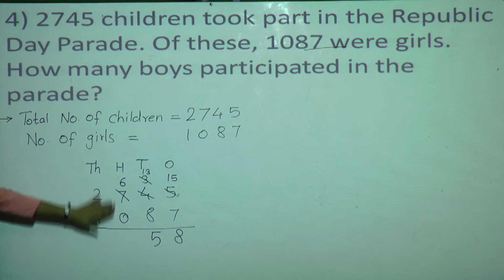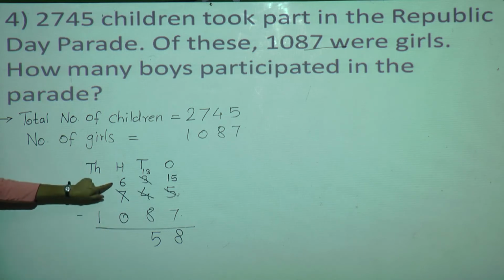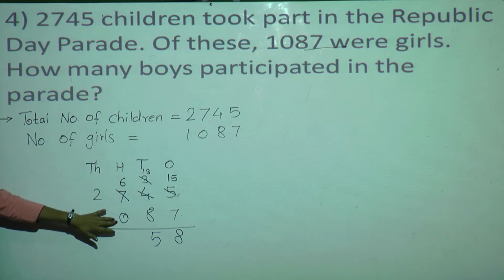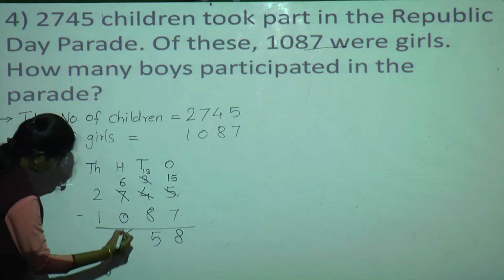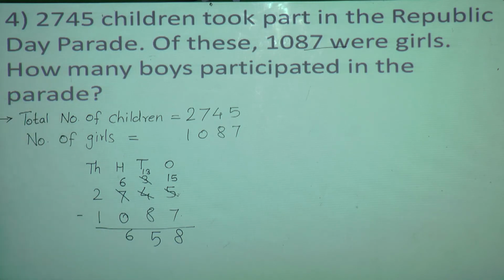See the hundreds place column now. Here 6 is there and here 0 is there. 6 minus 0 is equal to what? 6. Why? Because we have seen one property of subtraction. In that property, if we subtract 0 from any number, we will get the answer that number itself. So according to that property, 6 minus 0 is equal to what? 6. Now move to the thousands place column.